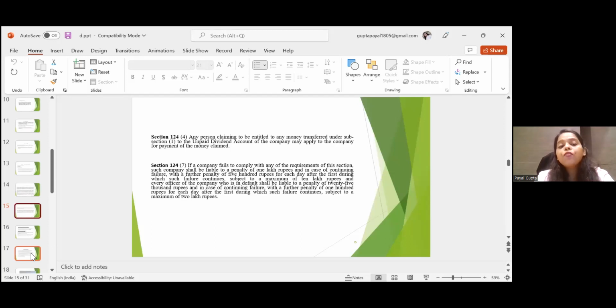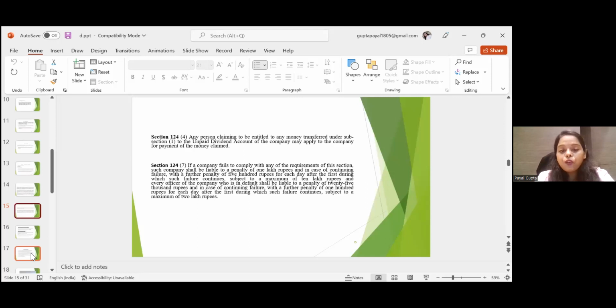If the company fails to comply with any requirement of this section, such company is liable to a penalty of 1 lakh rupees, and in case of continuing failure, a further penalty of 500 rupees for each day after such failure continues, subject to a maximum of 10 lakh rupees.